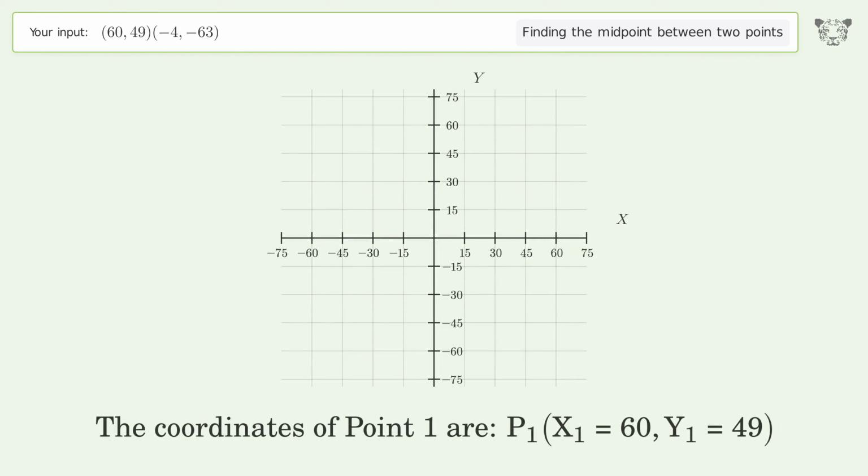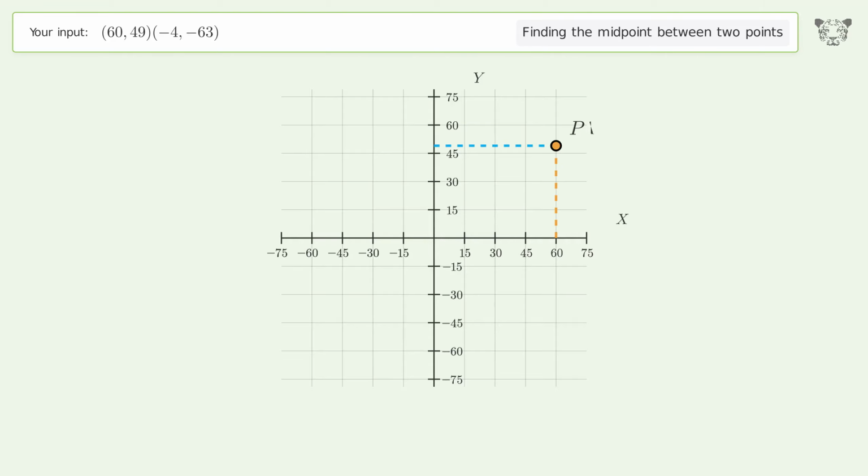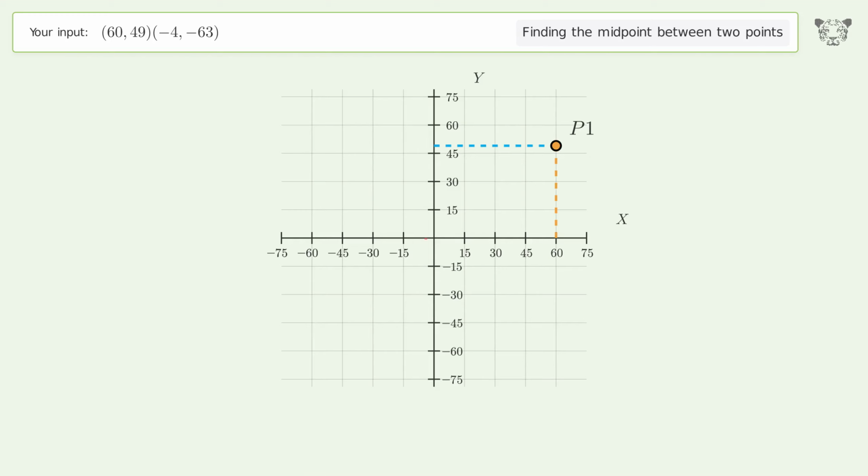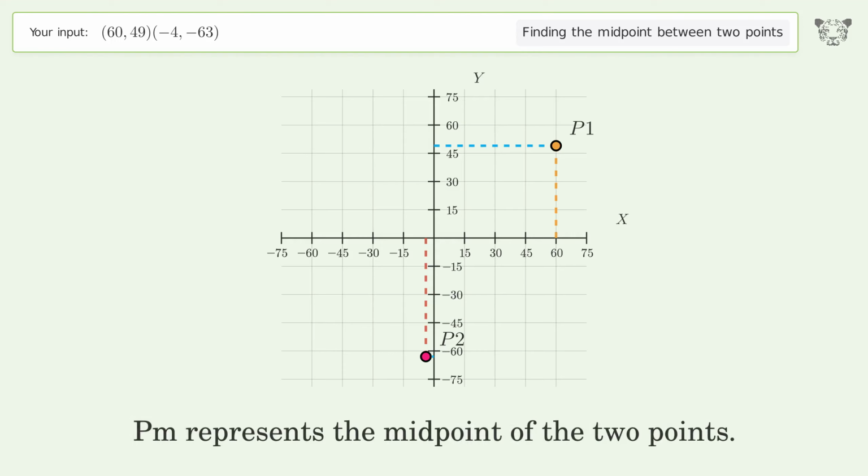The coordinates of point 1 are x1 equals 60, y1 equals 49. The coordinates of point 2 are x2 equals -4, y2 equals -63. PM represents the midpoint of the 2 points.